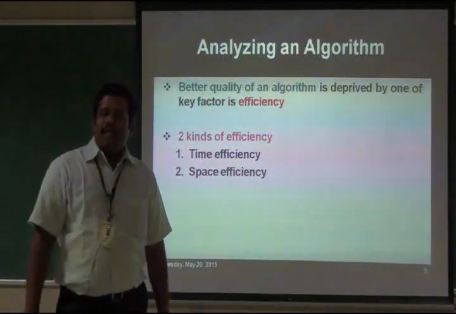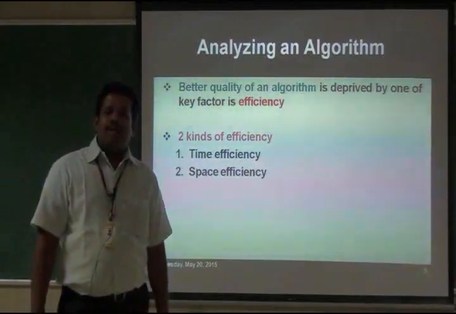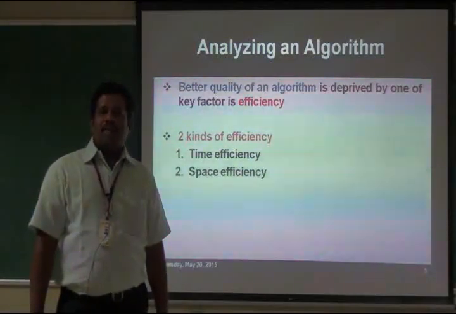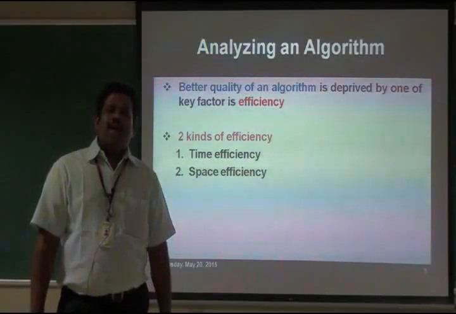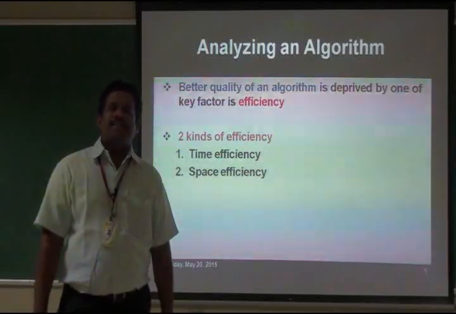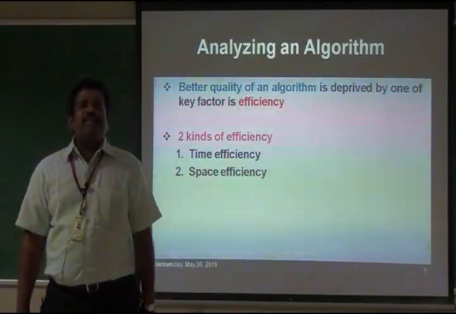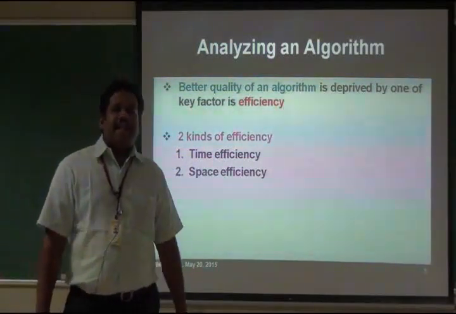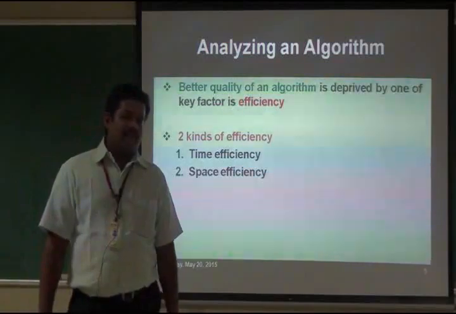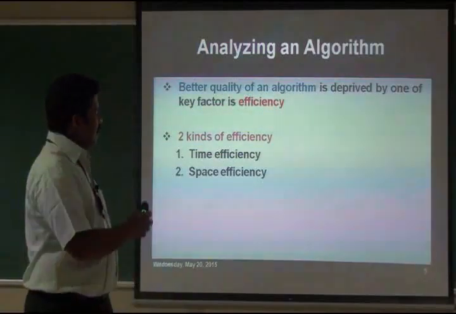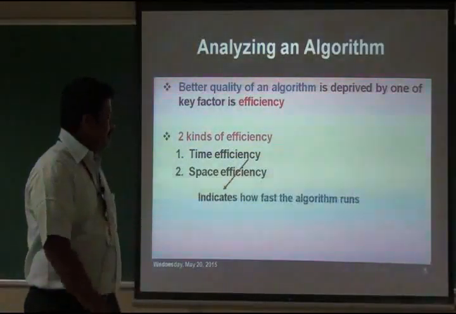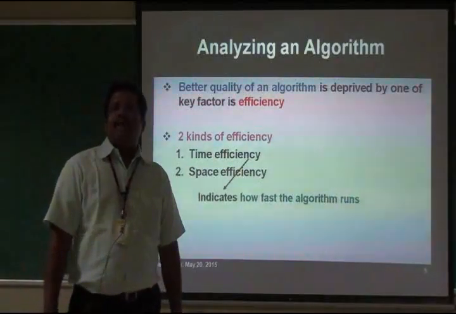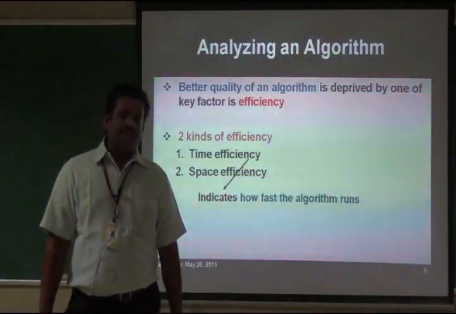See, if you want to produce a quality product, quality plays a major role here. So quality of any software product can be assessed by using the important factor called efficiency. There are two types of efficiency actually available in software development. One is time efficiency, the other one is space efficiency. Time efficiency signifies how fast your algorithm will be executed.